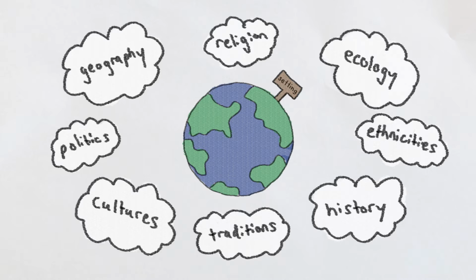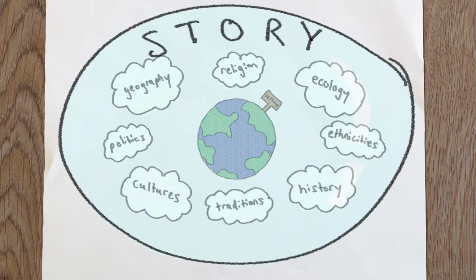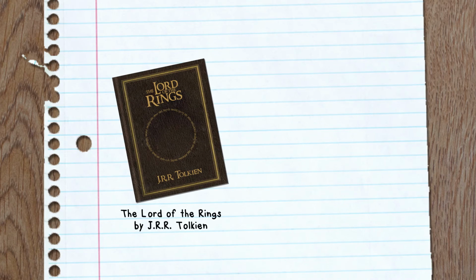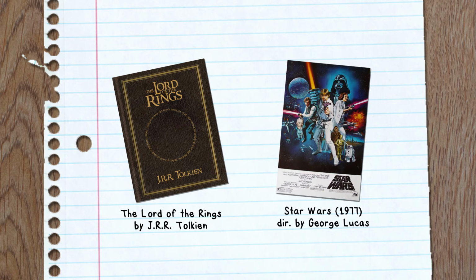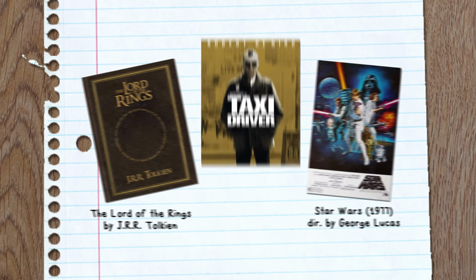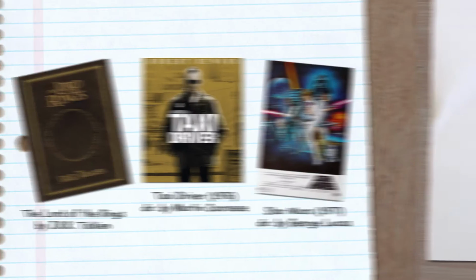The world a writer creates depends on the story. Books like The Lord of the Rings and movies like Star Wars have rich, detailed worlds, while stories that take place in the real world require less worldbuilding.